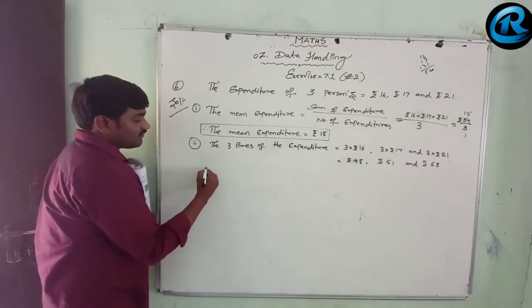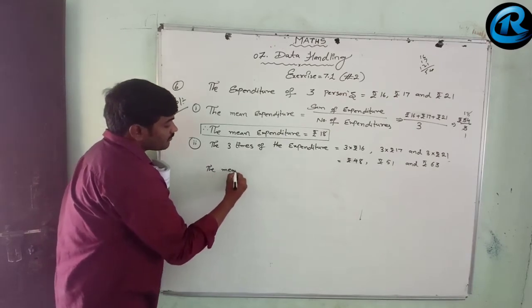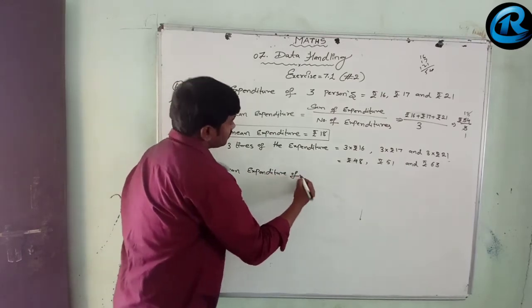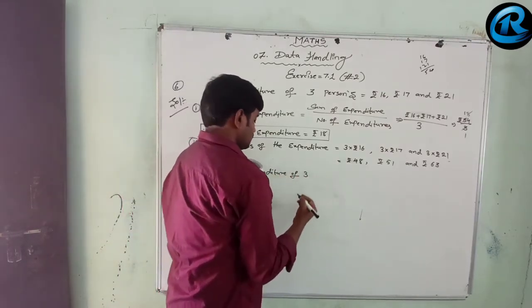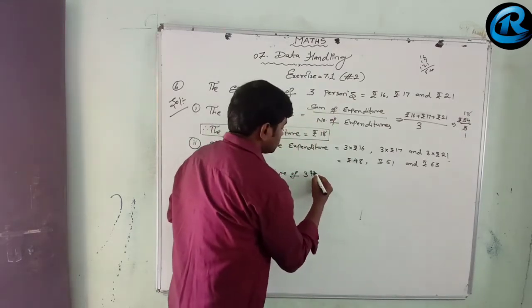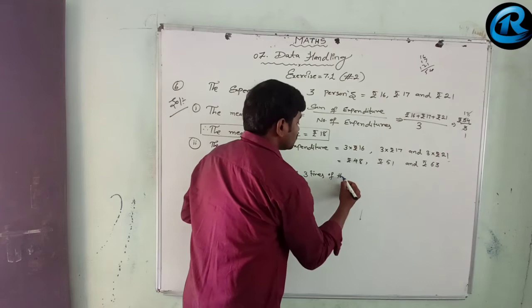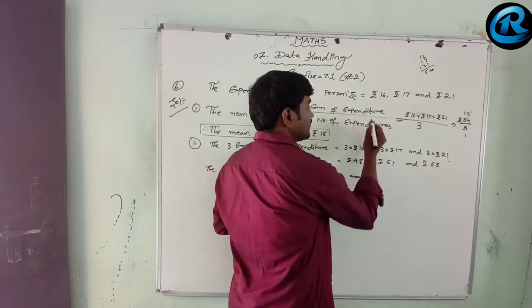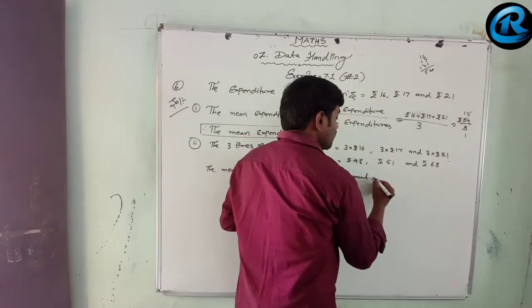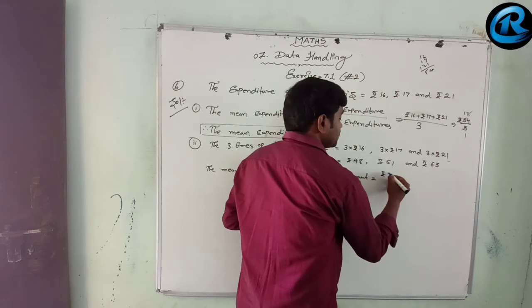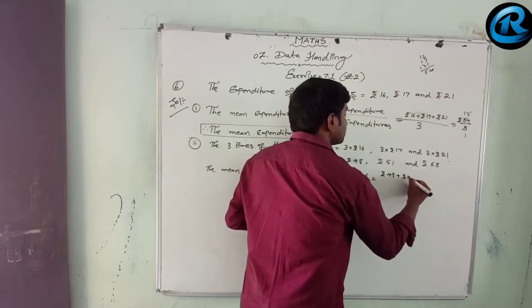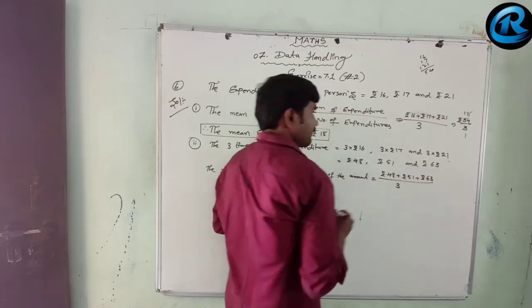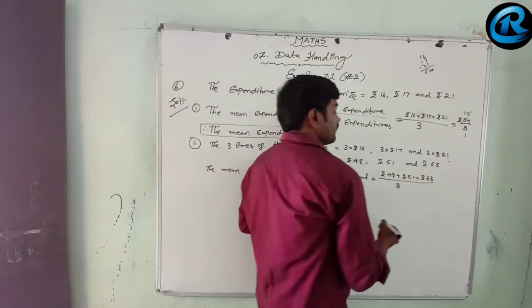The mean expenditure of 3 times the amount is equal to the sum of the expenditures divided by the number of expenditures. That is the formula, no? Directly we go for the formula: rupees 48 plus rupees 51 plus rupees 63, divided by 3. Now let us add these all.